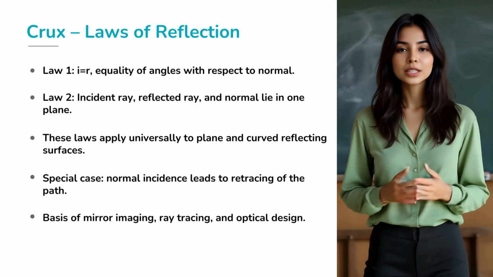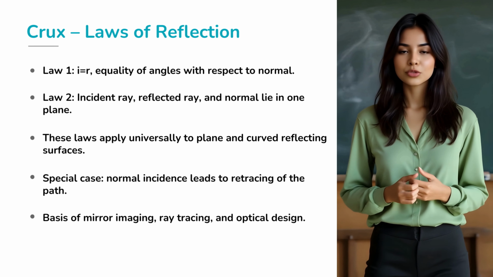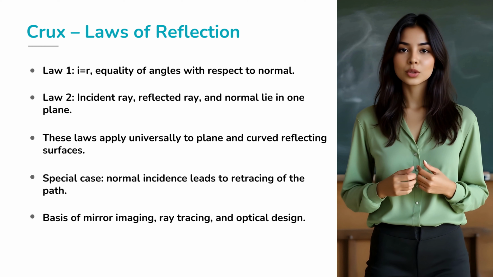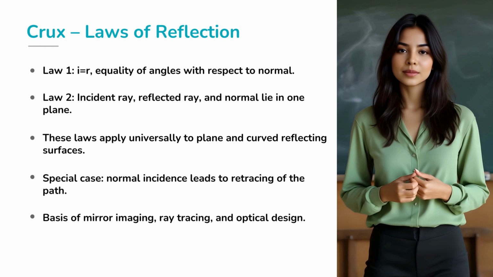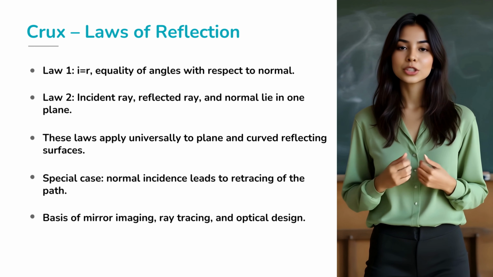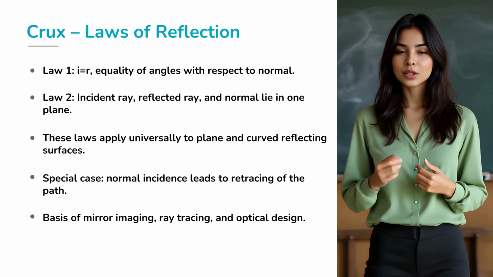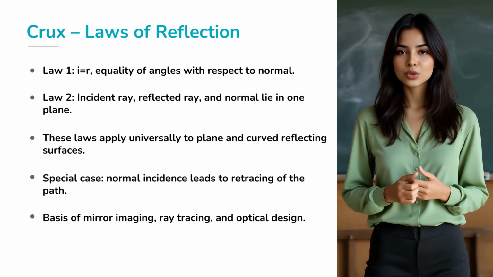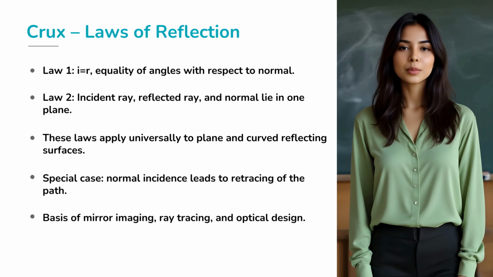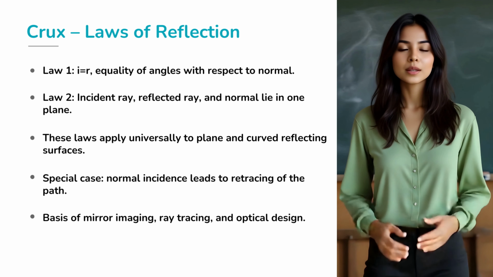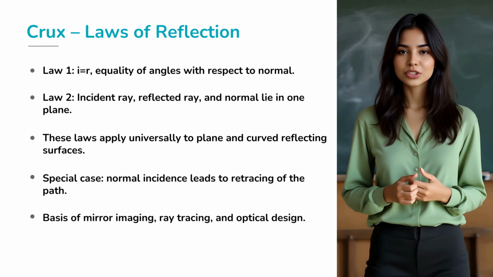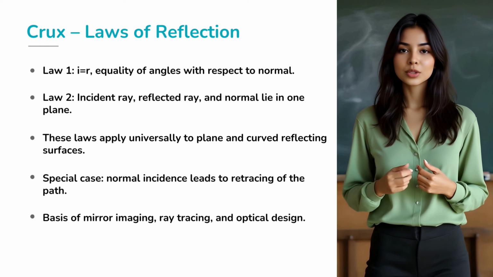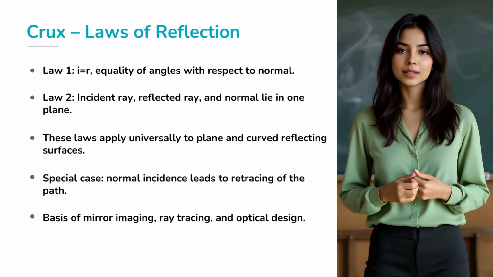Let's wrap this up neatly. The laws of reflection are twofold. First, the angle of incidence equals the angle of reflection. Second, the incident ray, reflected ray, and the normal all lie in the same plane. These laws are universal, whether you're dealing with plain mirrors, shiny steel, or curved telescope mirrors. And in special cases like normal incidence, the ray simply retraces its path.